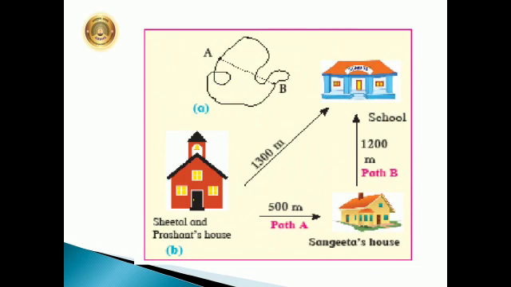In the second example, Sheetal first went to her friend Sangeeta's house on her way to school. Prashant went straight from home to school. Both are walking with the same speed. Who will take less time to reach the school and why? Yes, Prashant will take less time because he has taken the shortest distance.